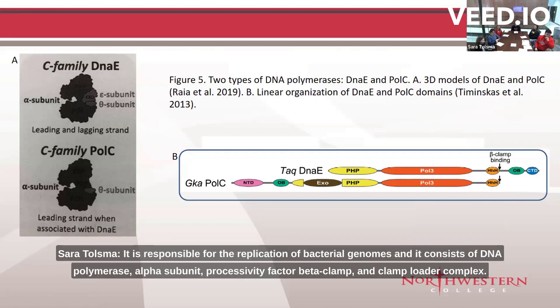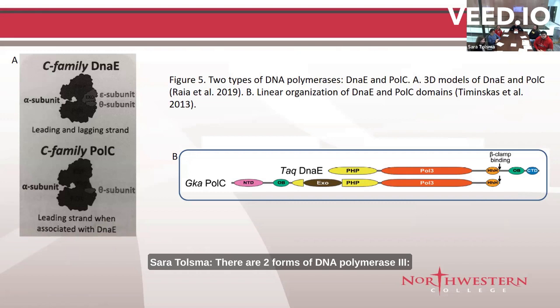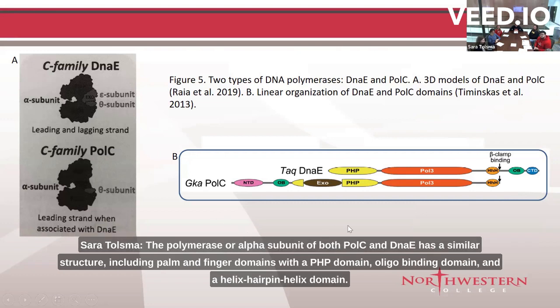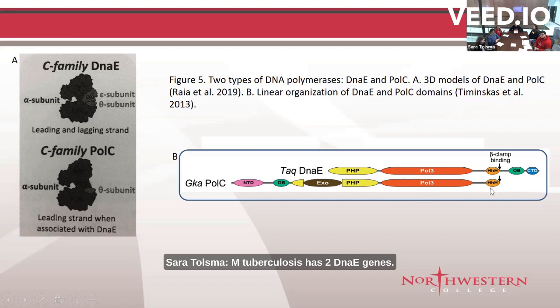It is responsible for the replication of bacterial genomes, and it consists of DNA polymerase alpha subunit, processivity factor beta clamp, and clamp loader complex. There are 2 forms of DNA polymerase III, DnaE in E. coli and others, and Pol C in low GC content bacteria like B. subtilis. The polymerase or alpha subunit of both Pol C and DnaE has a similar structure, including palm, thumb, and finger domains with a PHP domain, oligonucleotide binding domain, and a helix hairpin helix domain.